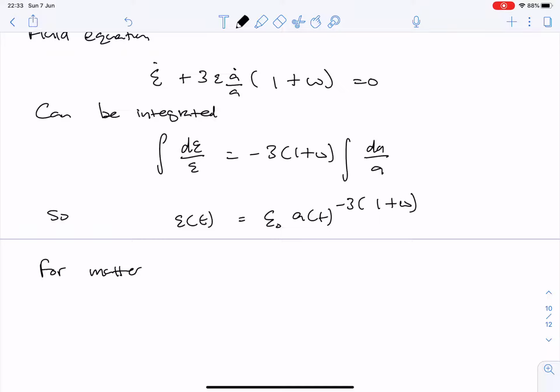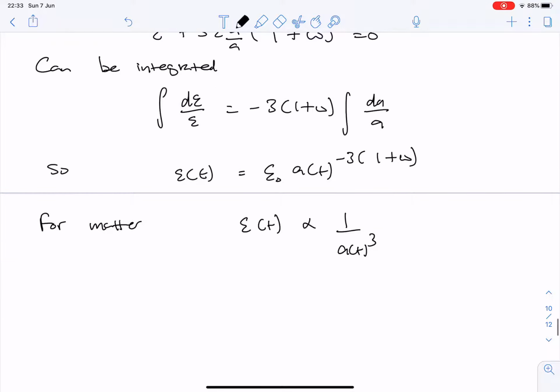And so just looking at what that means for those three different equations of state, we get that for matter, E of t is proportional to 1 over a of t cubed. That's not surprising, that's exactly what you would guess. In other words, if I double the size of a sphere, its volume goes up by r cubed, by a factor of 8, and so the density goes down by the same factor. So for matter, that's exactly what you expect.